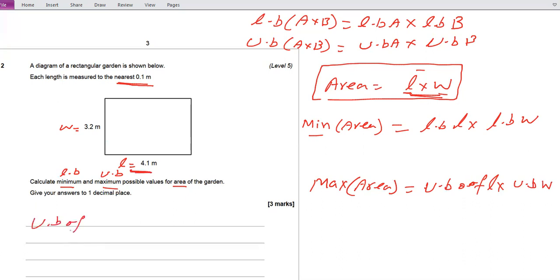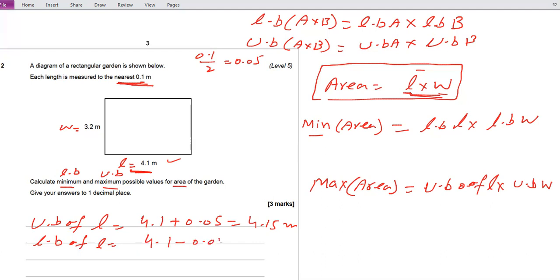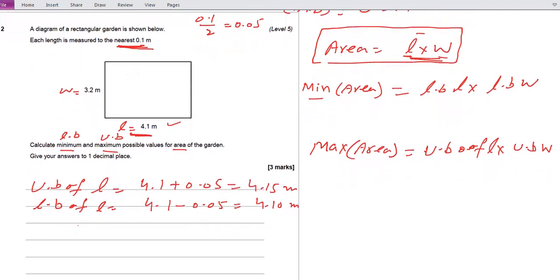What is the upper bound of L? This is the degree of accuracy. This is L. Okay. The degree of accuracy is 0.1. What is half of 0.1? 0.05. So it means you need to add this to 4.1, because this is length. Add 0.05. You will get 4.15 meters. Now what is the lower bound of L? The lower bound of L will be, subtract this one, that is 4.05 meter.